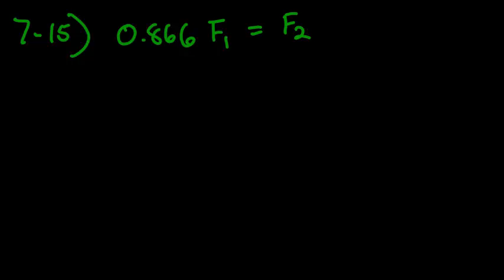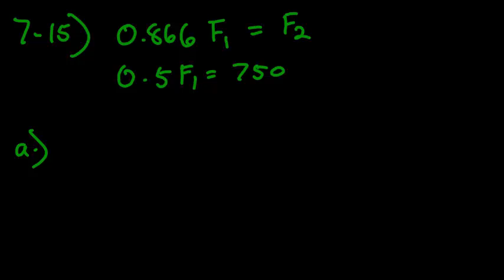So for 7.15, we're given two equations: 0.866 F1 is equal to F2, and 0.5 F1 is equal to 750. The first thing we're asked is to write the system of equations in matrix form. Then we're going to solve it using matrix algebra and then Cramer's rule.